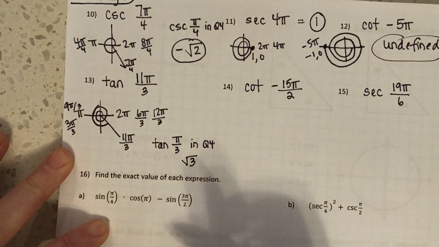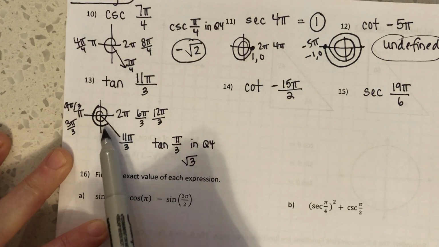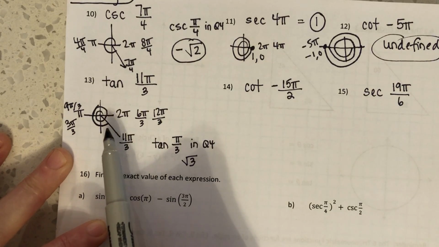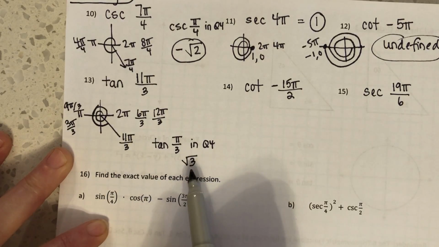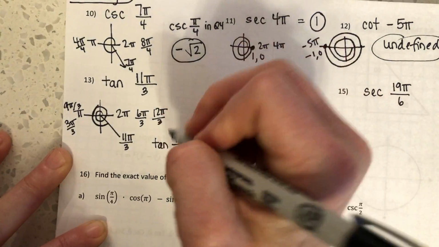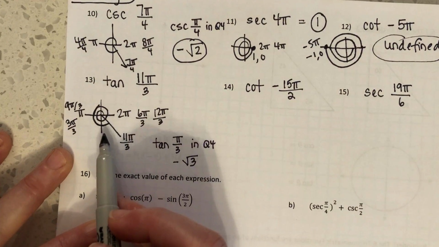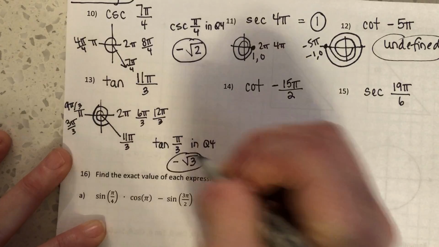Now, is it positive or negative? Well, All Students Take Calculus says again that the cosine is the only function that gets you a positive ratio for angles in quadrant 4 because the x-coordinate is positive. So the cosine ratio is positive, but that means that the tangent ratio for an angle in quadrant 4 is negative because it would be a negative y over a positive x. So that's negative root 3.